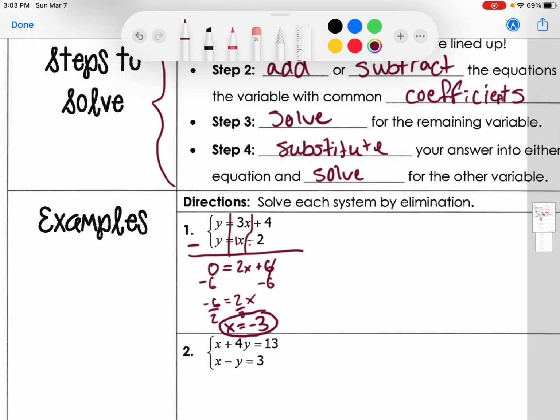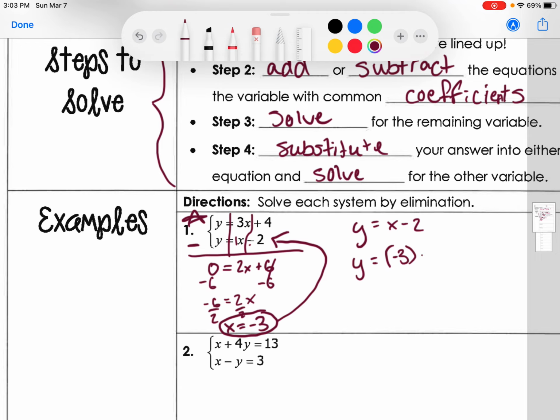So now that I know x equals negative 3, what I'm going to want to do is take that value and plug it into either of these first two equations up top. Personally, I'm just going to go ahead and throw it in this second equation because I don't have to do as much multiplication. You could throw it in either one though. So I'm going to copy this equation down: y equals x minus 2.